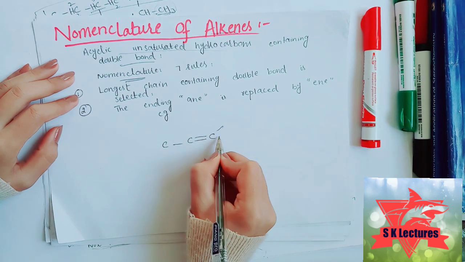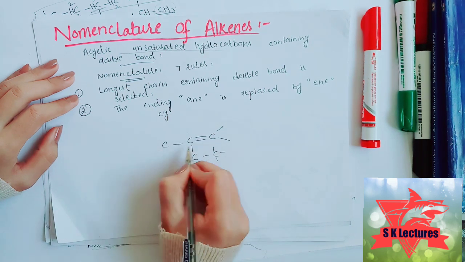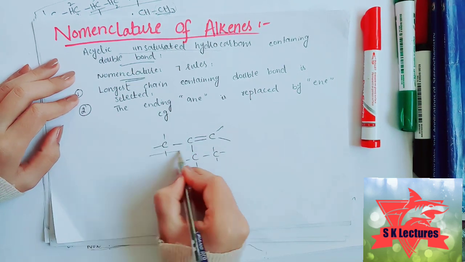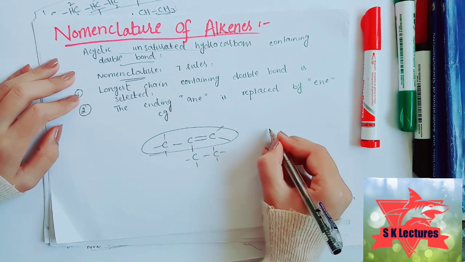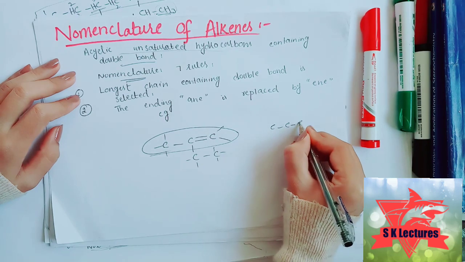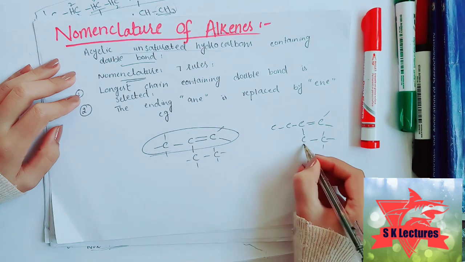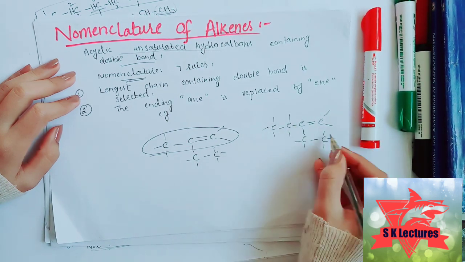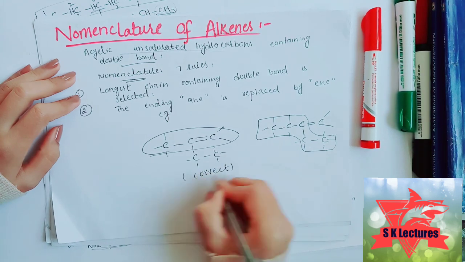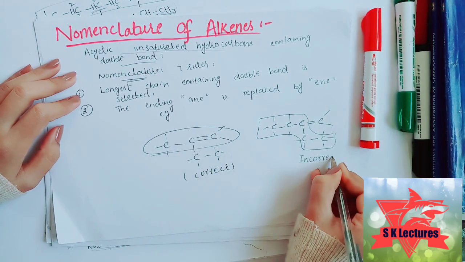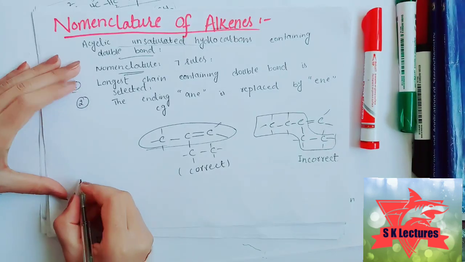For example, in the first chain we have a 3 carbon atom chain and a double bond is present. So we will select that chain which has the double bond. And in another example, if we have a branch just like this, then this will not be selected as the parent chain because it does not contain the double bond, so that is incorrect and the first one is correct. Select that chain which has the double bond.